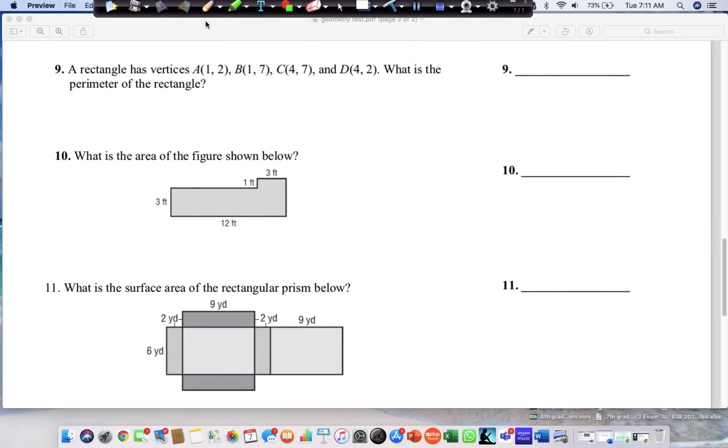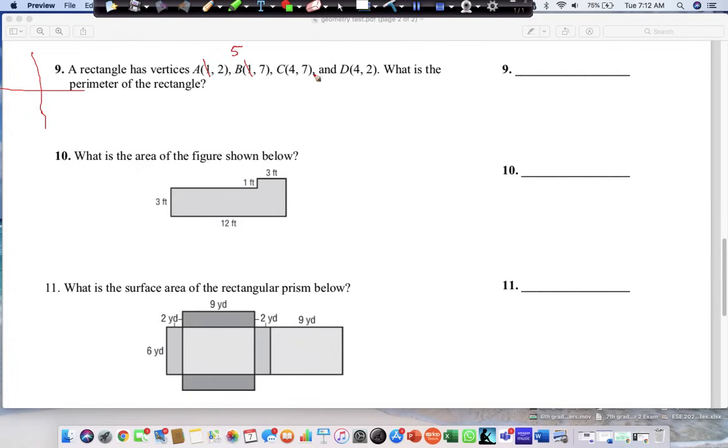Okay, number 9, there are a couple of different ways we could get our answer. You could graph this shape on a coordinate grid, just like this. Or you could say, this has 1 and 1 in common. These two ordered pairs have 1 in common in the x coordinate position. And then to get from 2 to 7, that's 5. Okay?